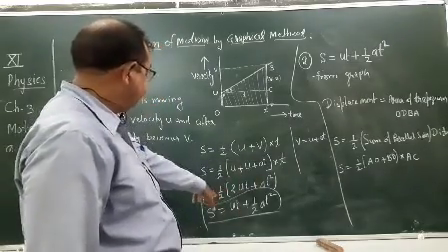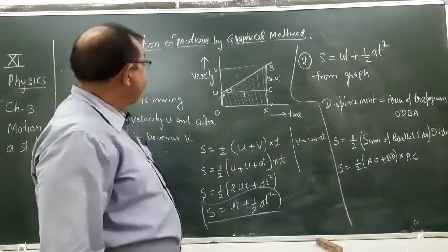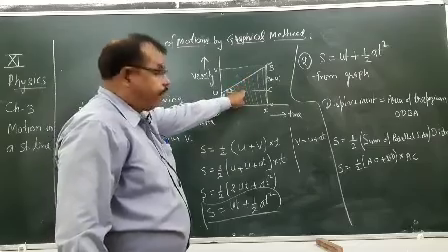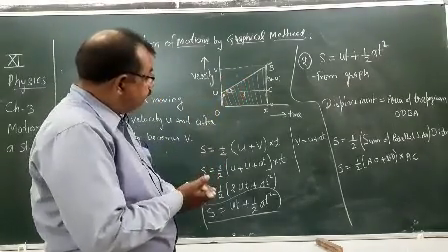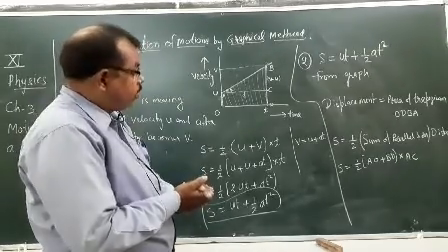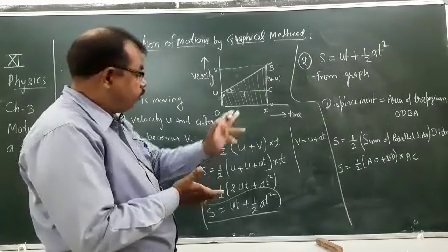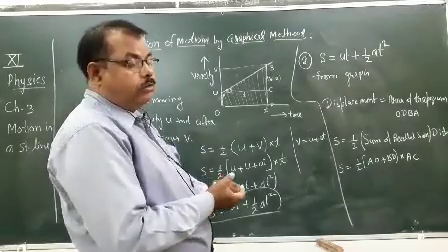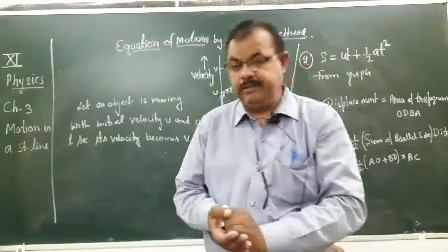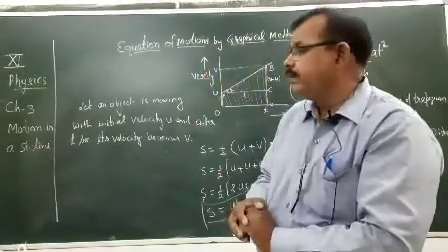So this equation also derived with the help of this graph, velocity time graph, okay. So two equations we have derived. Equation number 1, V is equals to U plus AT, and second equation S is equals to UT plus half of AT square with the help of graph, okay.